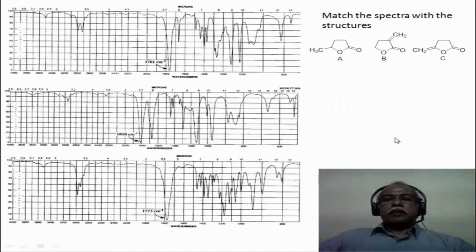Here is another problem. 3 IR spectra are given and 3 structures A, B, C are also given. One needs to match the spectra with the corresponding structure.